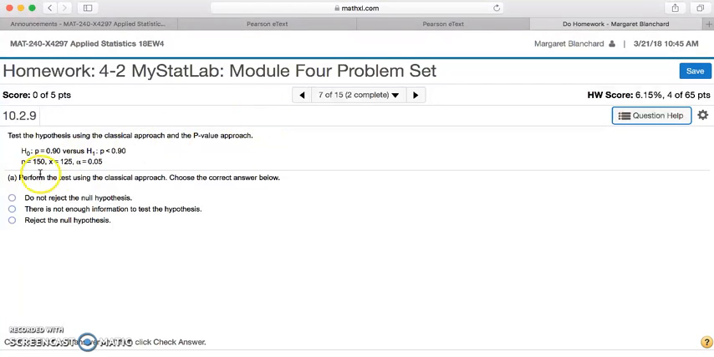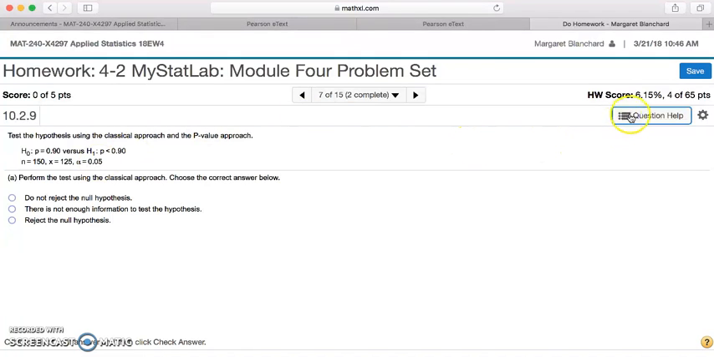So let's go back to the problem. First we're going to look at the classical approach. Let's read the problem first. The null hypothesis is that the proportion is equal to 0.9. The alternative hypothesis, H1, is that the proportion is less than 0.9. Here we're given the number of observations, n, equal to 150, the number of successes, x, equal to 125, and alpha, or level of significance, is 0.05.